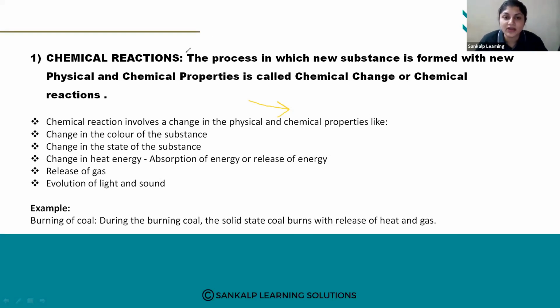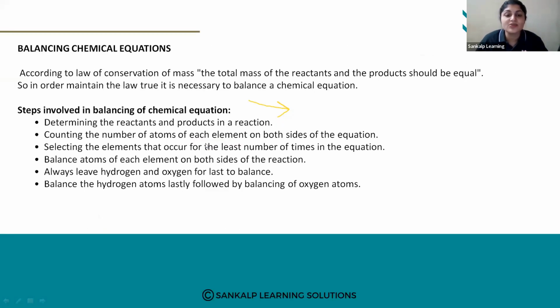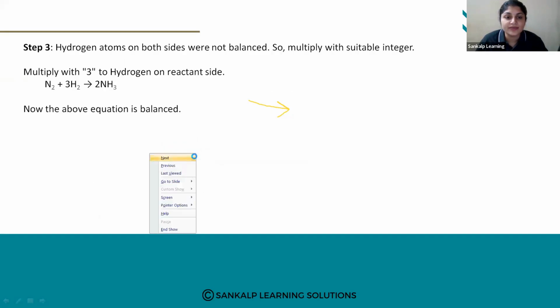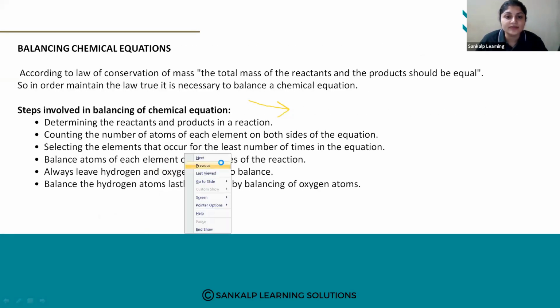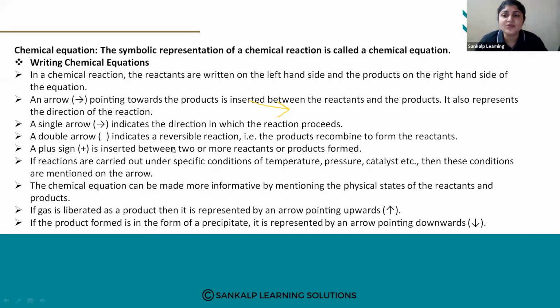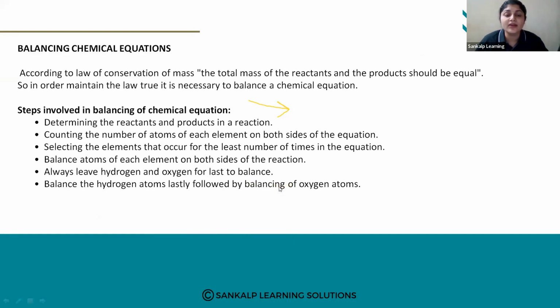So we have studied about chemical reactions, then how to write them, what the reactants are, what the products are, and how to write the physical states symbolically. Then next is how to write balanced chemical equations. In balanced chemical equations, the number of atoms involved on both sides, the reactant and the product, should be equal. The equation must be a balanced equation.